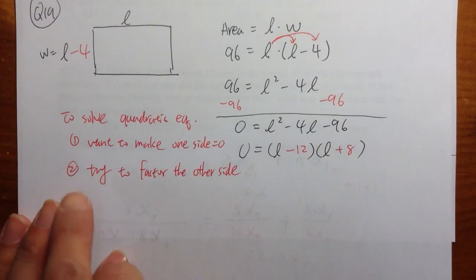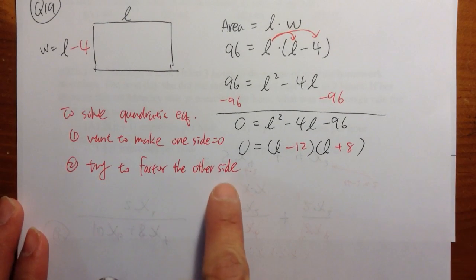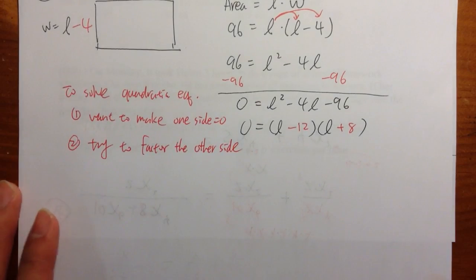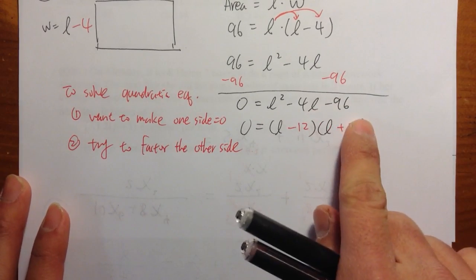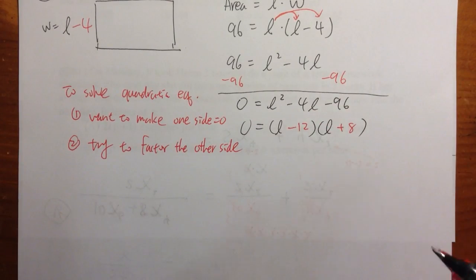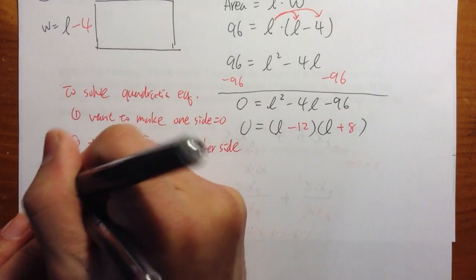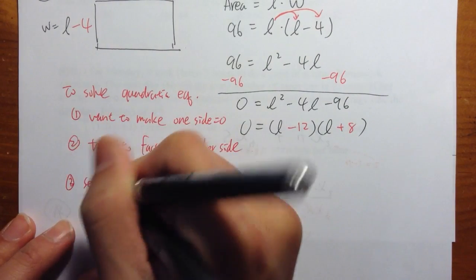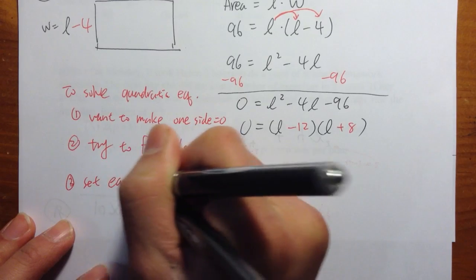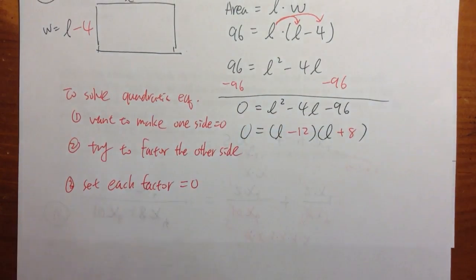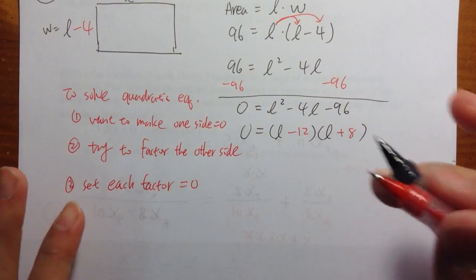Okay, so we try to factor the other side, which is this side. And we succeed. If this one is not factorable, then we'll have to use the quadratic formula, but that's later on. So the third step is to set each factor equal to 0. So this is what I mean.